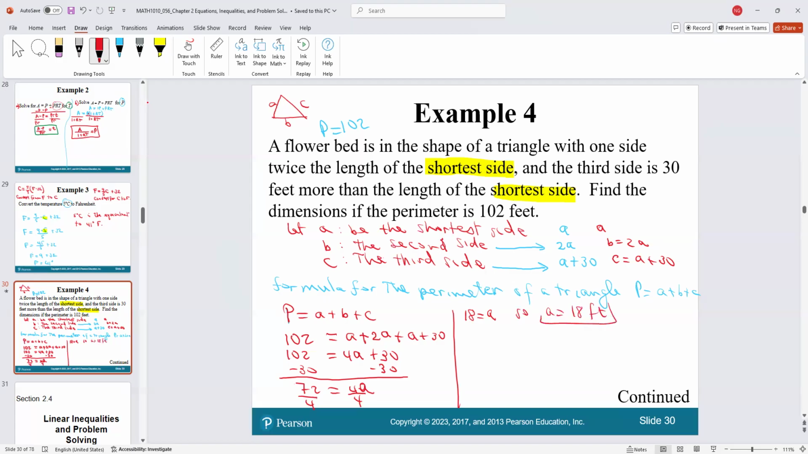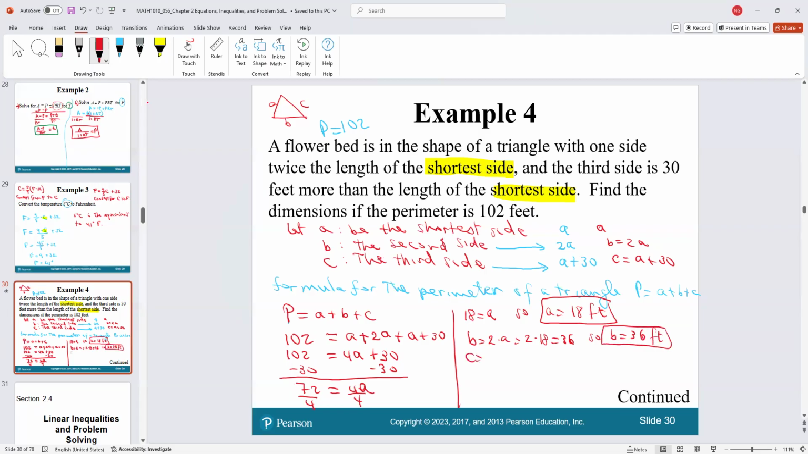That's the shortest side. So what would be B then? The second side would be 2 times A. So meaning 2 times 18. That gives you what? Yes, 36. Thank you. 36. So B is 36 feet.